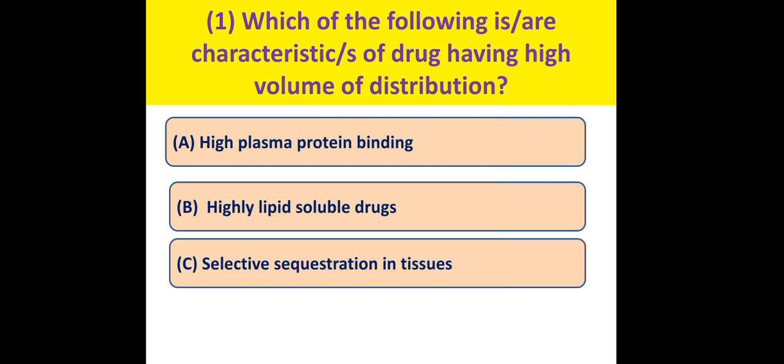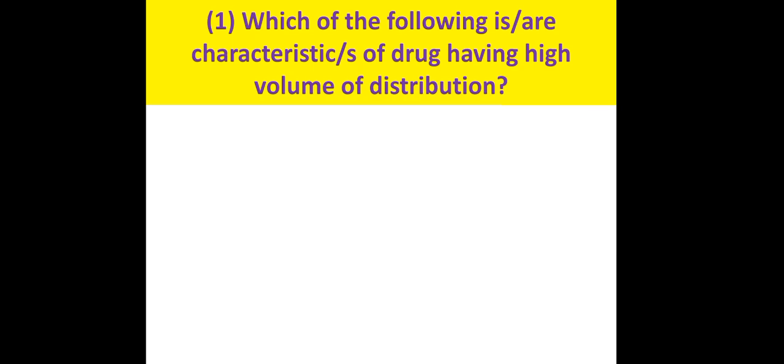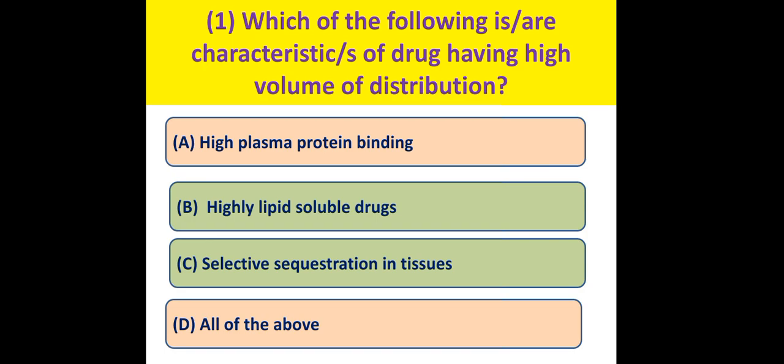Selective sequestration in the tissues, I have told you that drug crosses all the barriers and is selectively sequestered in the tissues, so its apparent volume of distribution is very high. And all of the above, so it's not the correct answer. So the correct answers are highly lipid soluble drugs and selective sequestration in tissues.